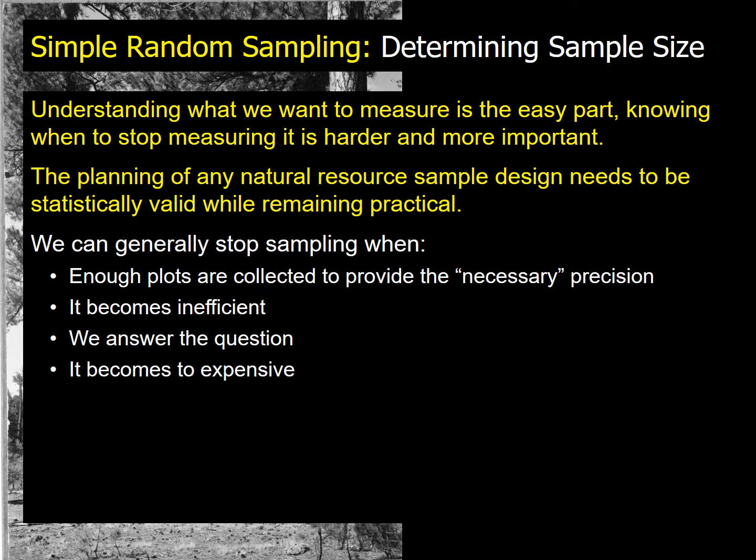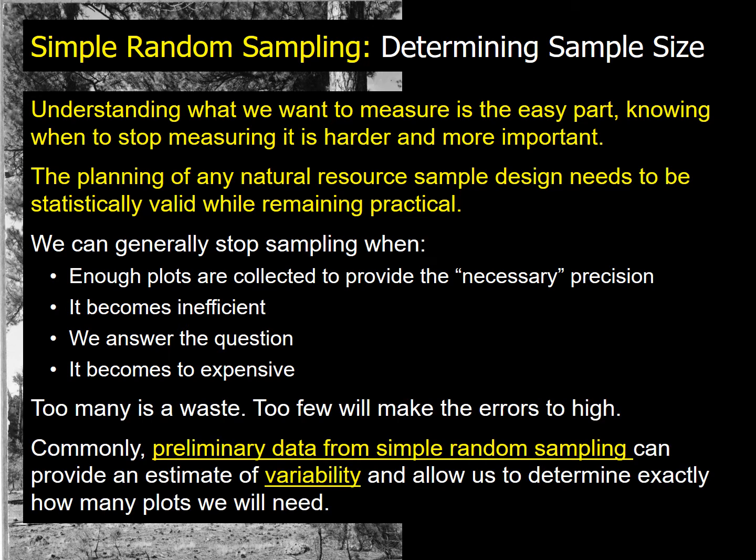When it comes to determining when to stop sampling, we have many possible options, including stopping when we have enough plots collected to provide whatever necessary precision we deem we need, or stopping simply because it's becoming inefficient to continue sampling, or stopping because we have answered our question, or because it's just becoming too expensive to continue sampling. Should we sample too much, we will have wasted time and money. If we sample too little, we will have high errors to deal with in our decision-making process.